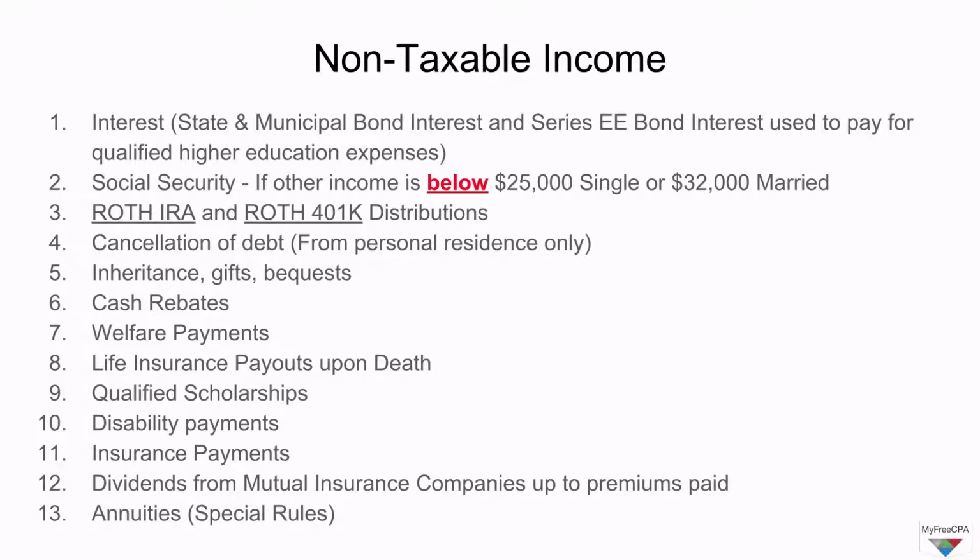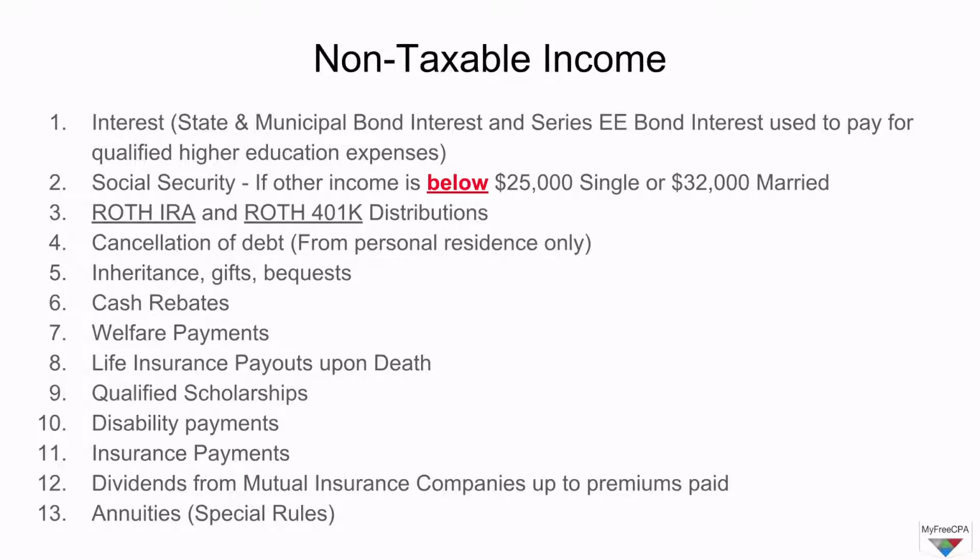Social Security, if your income is below $25,000 if you're single, or $32,000 if you're married, not taxable. Roth IRAs, Roth 401k distributions, same thing, not taxable generally. Cancellation of debt from a personal residence only, not taxable. Inheritance, gifts, bequests, not taxable. They are taxable to the person giving you the gift, not to you receiving the gift.